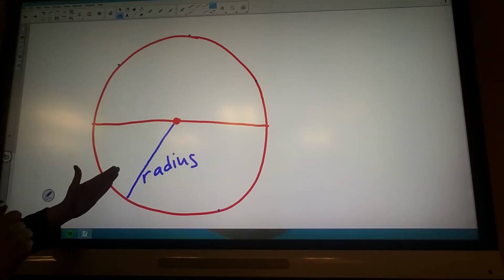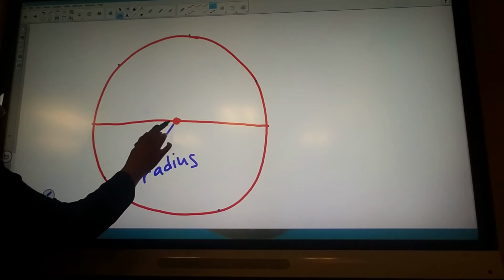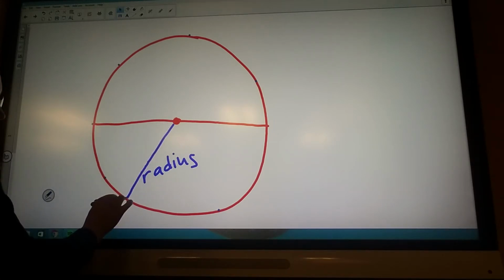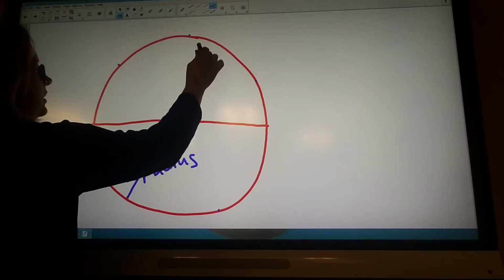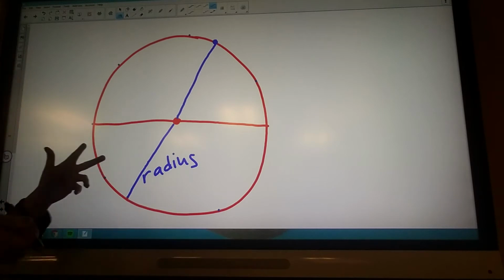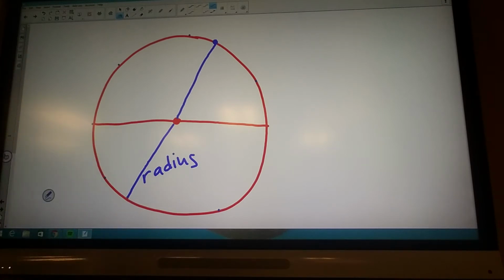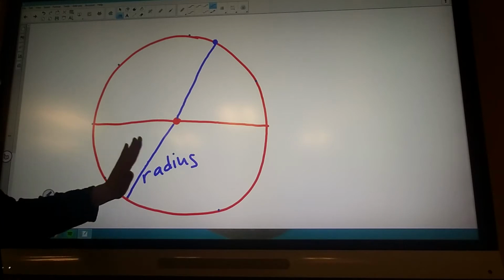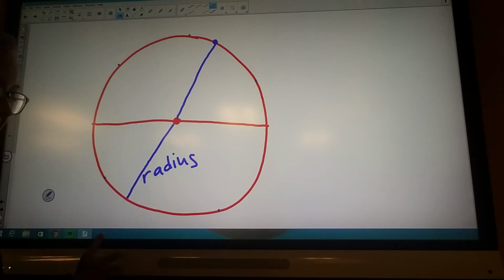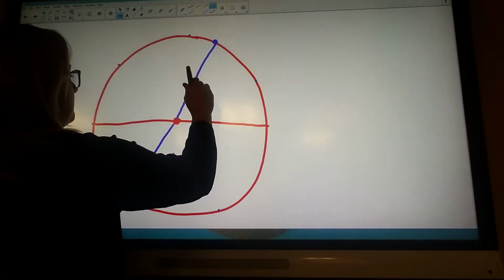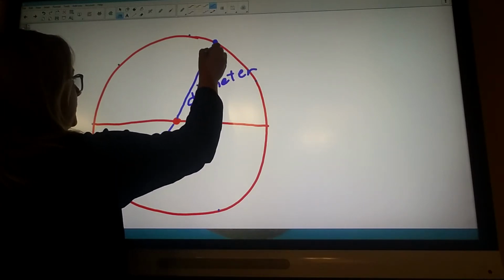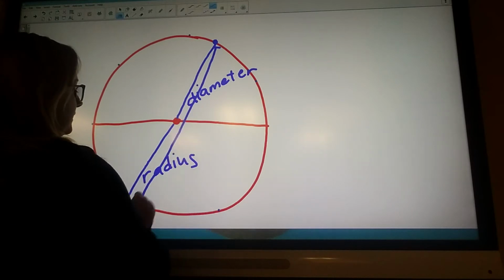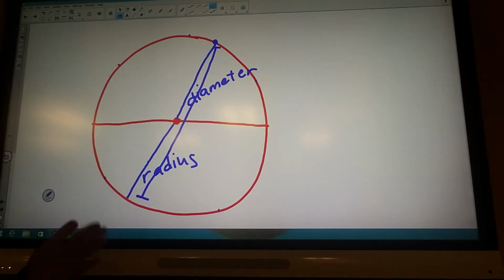So that's from the center to one edge. If I wanted to start at this edge and go all the way to the other edge, that would be 2 radiuses. I think you actually say radii. I have to look that up. But 2 of them, right? Which put together is called the diameter. So from here all the way to there, that is the diameter. Half of it is the radius.